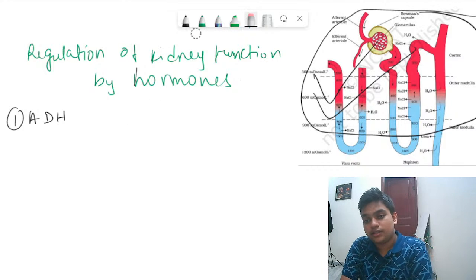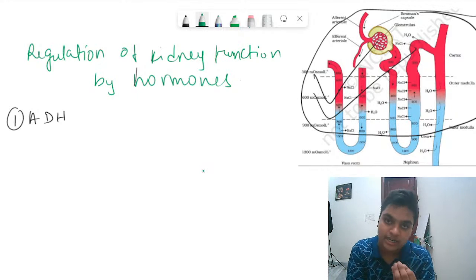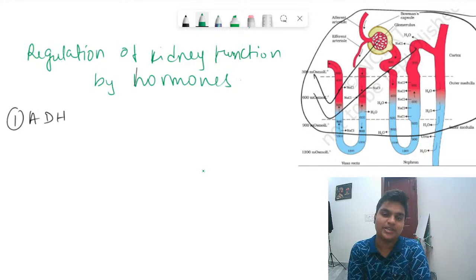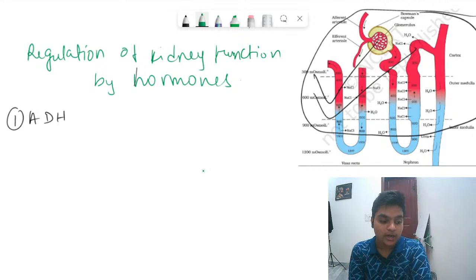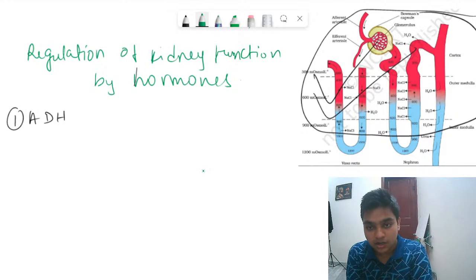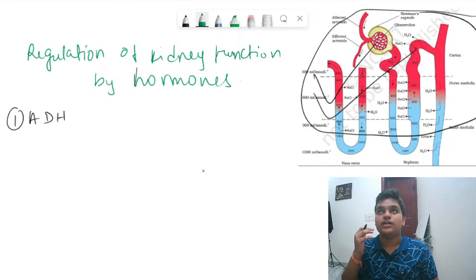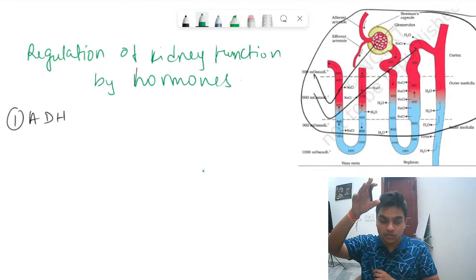Actually, before starting this, how does our brain know that more water is being released through urine? How does our body come to know? This is because of the osmoregulators present in our body, which get activated whenever large amounts of body fluids are being excreted out through the urine, and these send signals to the brain.